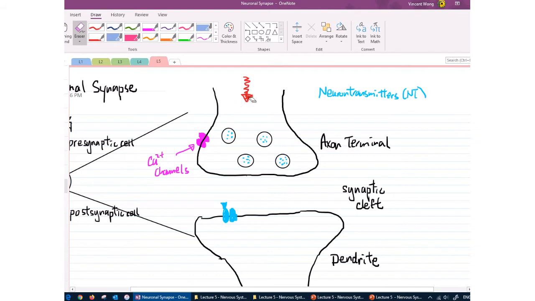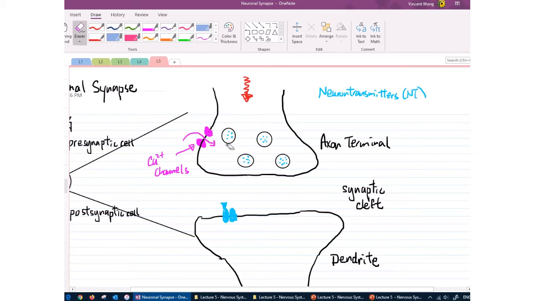And that will cause the membrane charge to change, and that will trigger the calcium channels to open. Okay, so they are closed right now. So when the action potential arrives, then the calcium channels are going to open, and when the calcium channel opens, the calcium will move into the axon terminal. Okay.